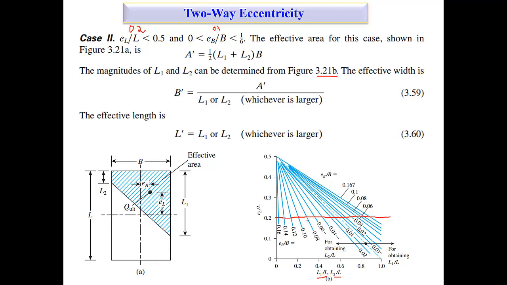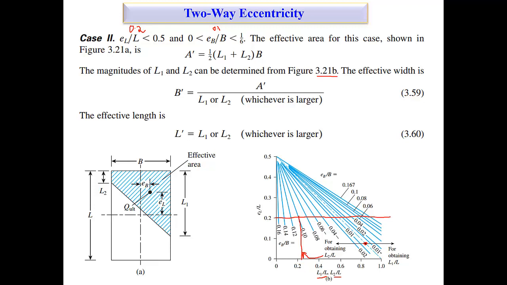0.2. So now if you go straight, maybe it's just above 0.2, right? So that would be our L2 by L. And now look into the right side of it.